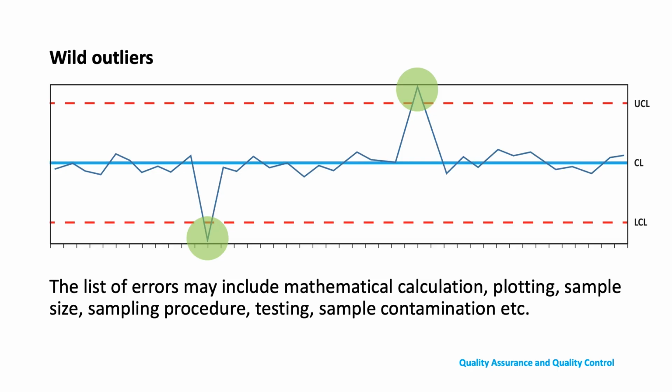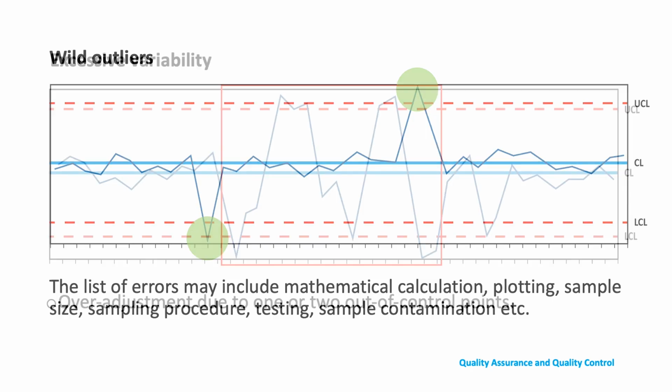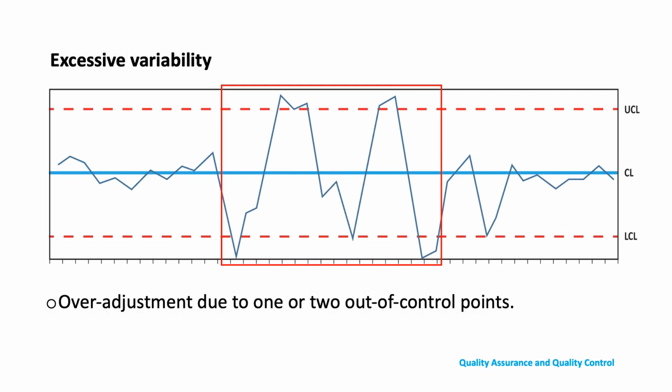Overreacting to an outlier problem might lead to the next chart, which we call excessive variability. Excessive variability is caused by over-adjustment of the system due to the overreaction to a couple of wild outliers. Identifying the root cause before adjusting the processing line is important to avoid additional problems.